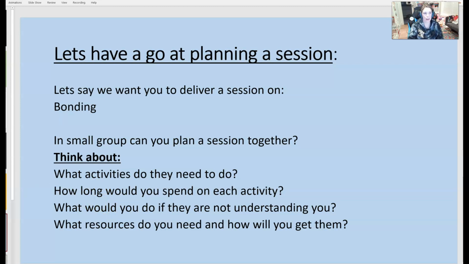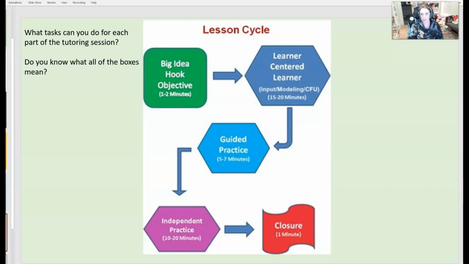Okay, so if I was planning a lesson, this is what my lesson would look like. Perhaps have a big idea or a hook at the start, so maybe a question for them to do at the start. Then put some learner-centered work in, so describing something, modelling something, talking about the science behind something. Then some guided practice, so you are supporting the student with what they're trying to practice. Then they do some independent practice, which you can then mark together, and then you finish off.